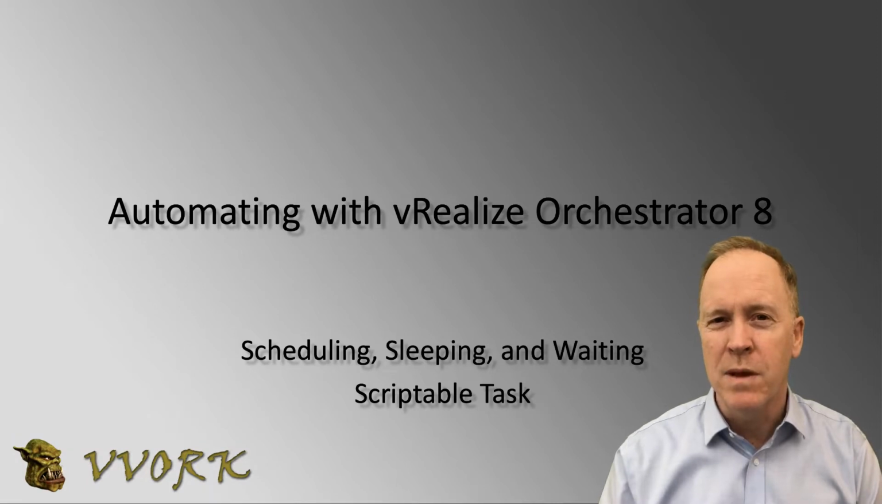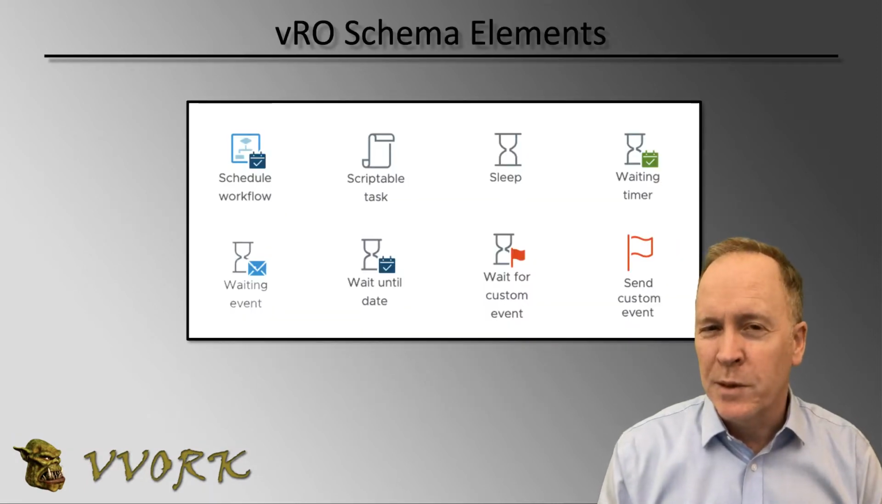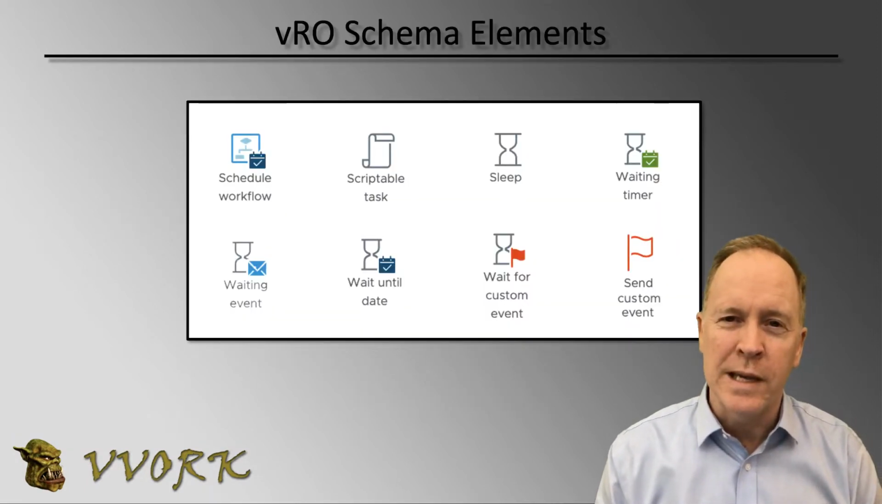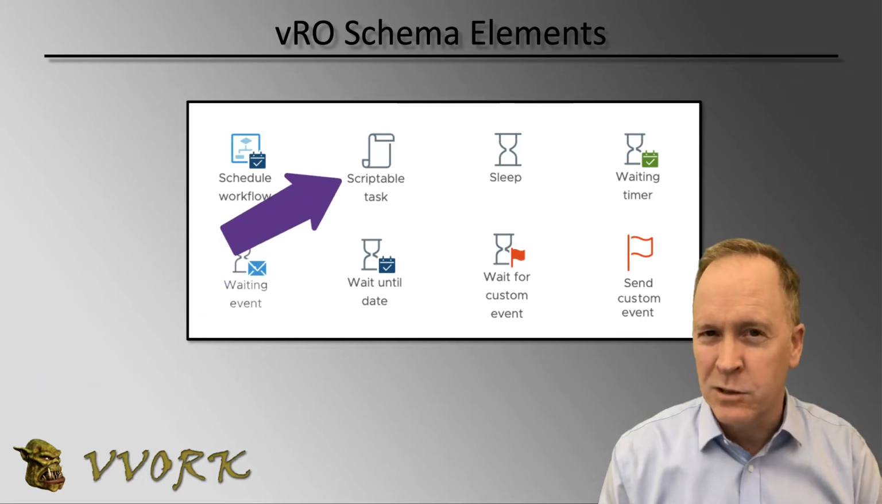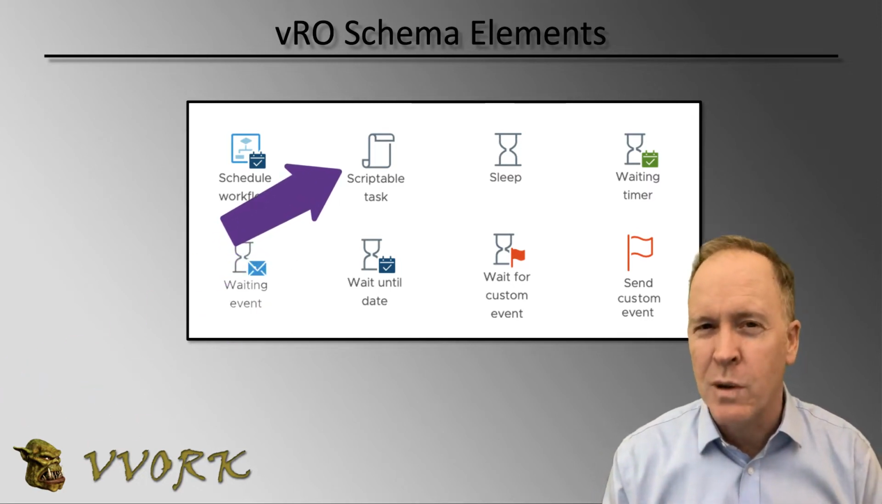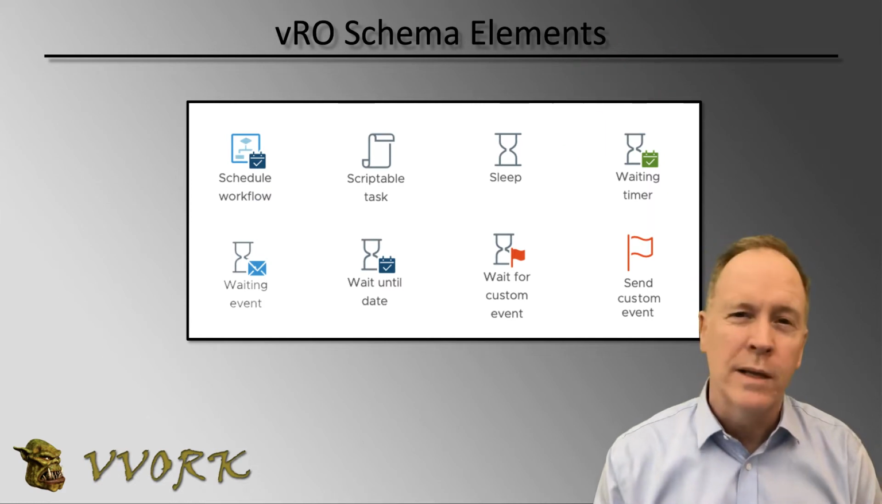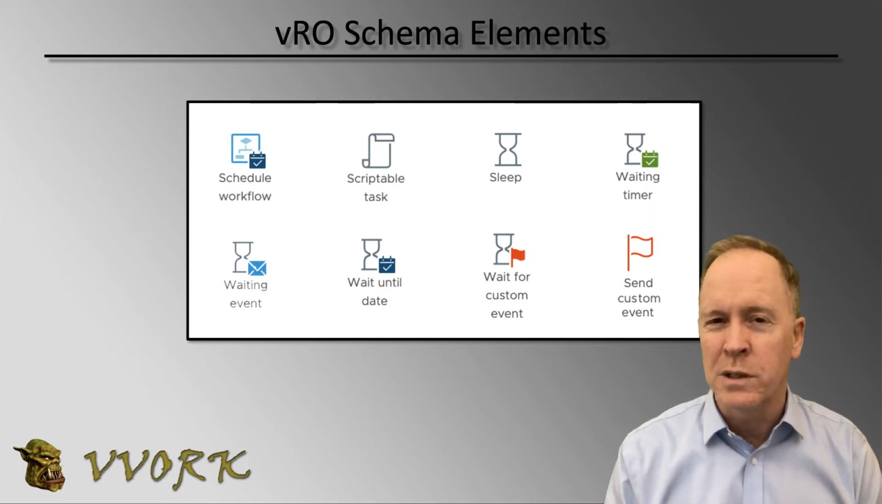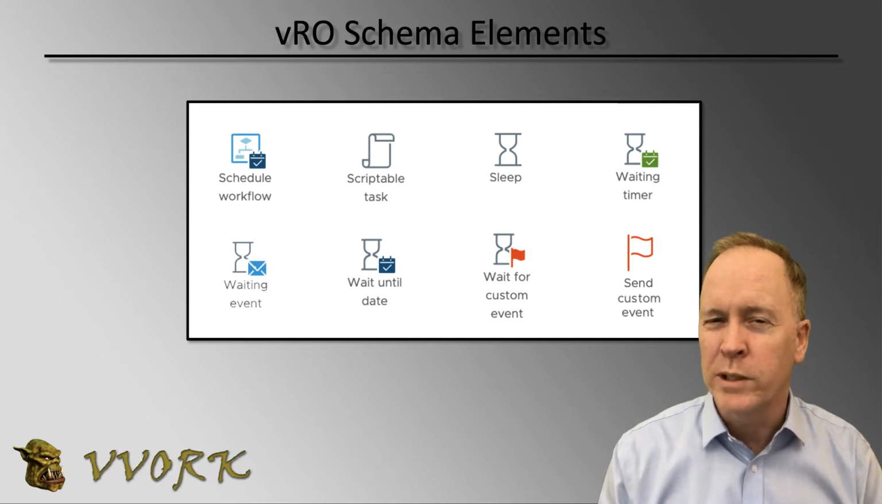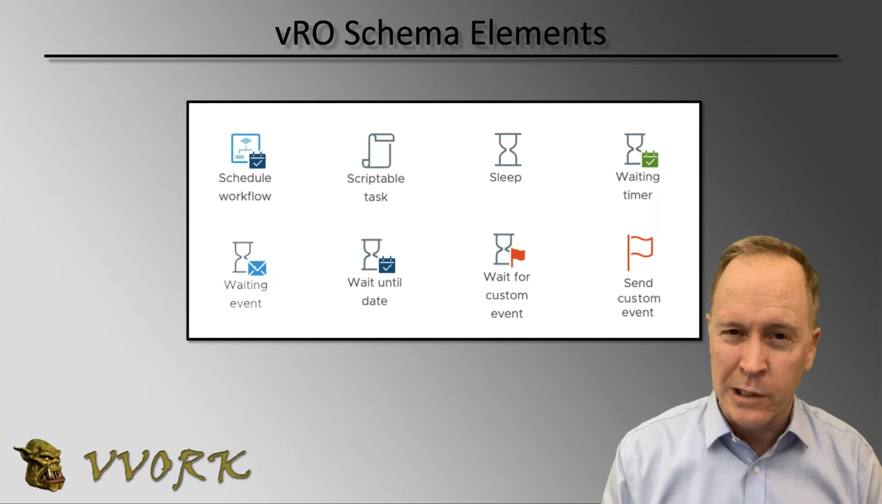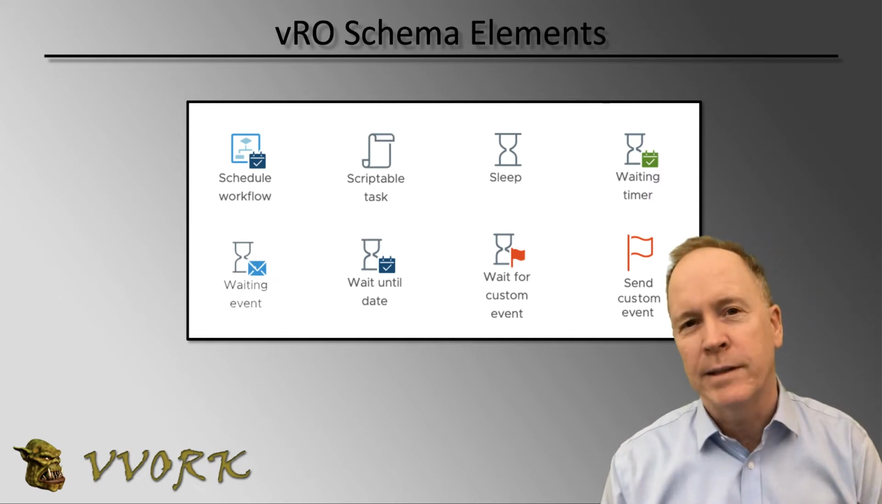In the meantime, the schema element we're going to be looking at in this video is the scriptable task. The scriptable task, as I suspect you already know, allows us to write some JavaScript code to tell Orchestrator what we want to do. So we're going to write some JavaScript code to tell Orchestrator to put our workflow to sleep for a specified amount of time. And we're going to do that in the lab environment.